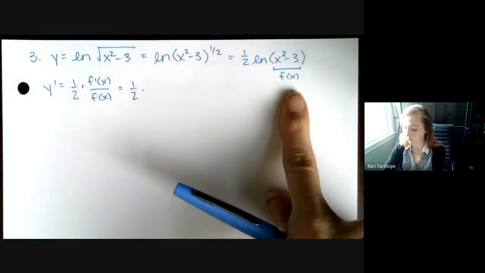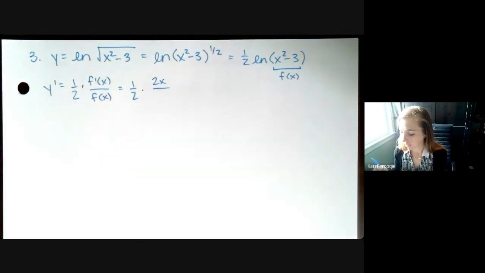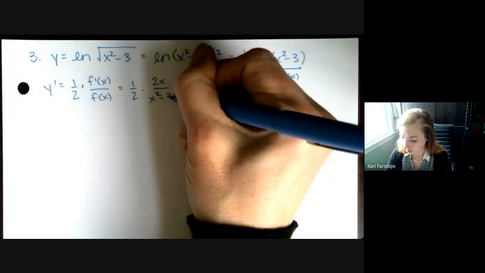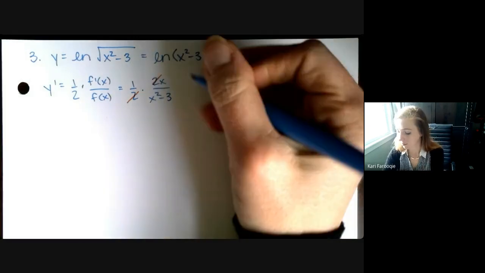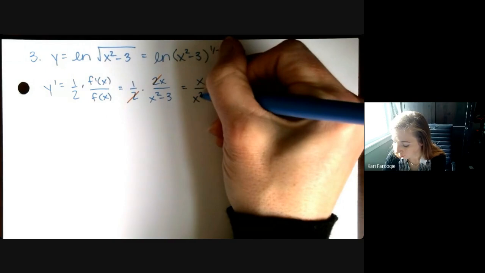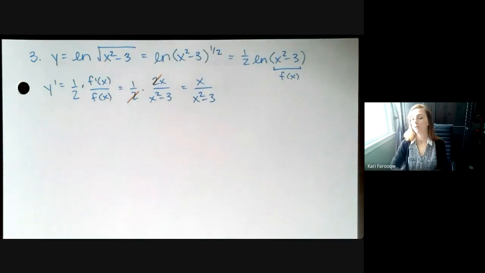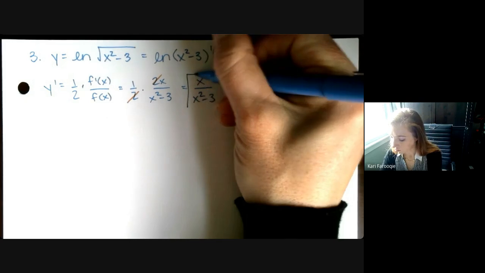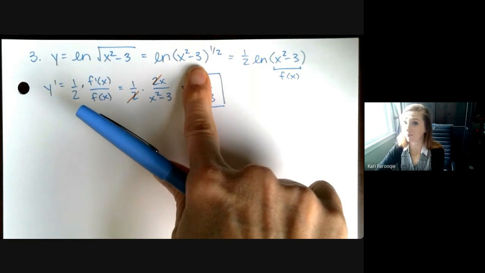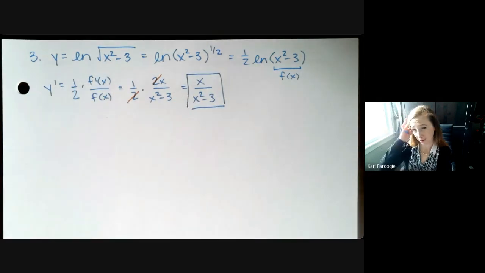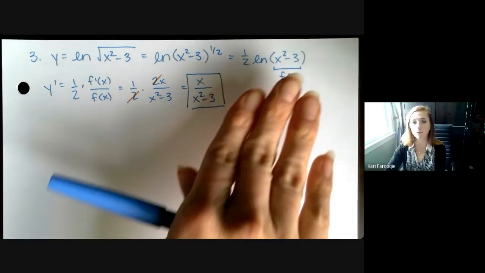So f prime is 2x, and f is x squared minus 3. Now the 2's will cancel. And what this leaves you with is x over x squared minus 3. That's your derivative. You would get the same derivative if you went through this process, but it would be pretty messy. There'd be a lot of simplifying radicals to do, probably some complex fractions to work with. Rewrite the function first.